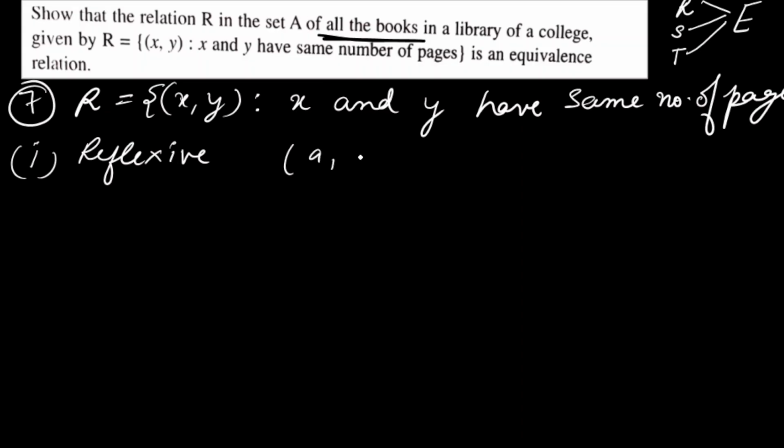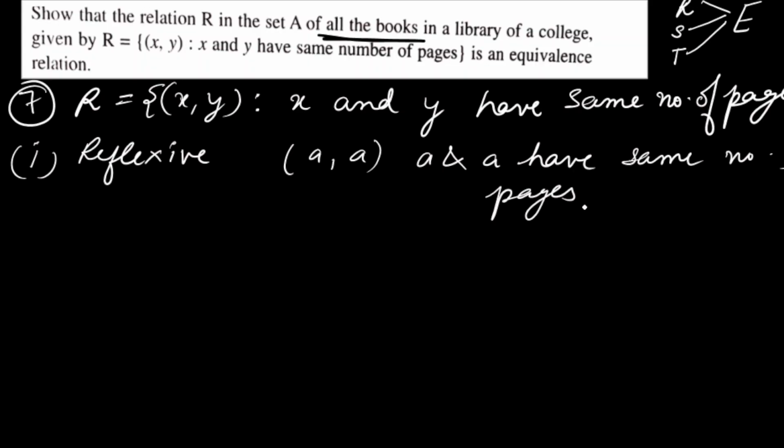If I have this type of ordered pair (a, a), it means the same element. Because the element is the same, it will satisfy having the same number of pages. This will always be satisfied because it's the ordered pair of the same book. Suppose I am taking a maths textbook, it has 200 pages, so this one will also have 200 pages. The pages will remain the same because the book itself is the same. Therefore, R is reflexive.